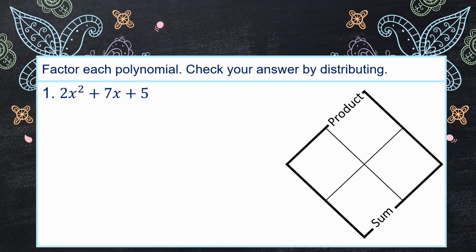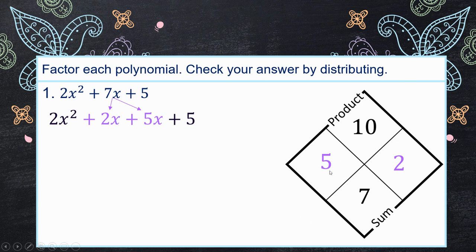All right, so to do that, to set up our diamond, we multiply 2 times 5, which gives us 10. That's what goes at the top. At the bottom, we put our x coefficient, which is 7. Now we ask ourselves what two numbers multiply to 10 and add to 7. So start thinking about what multiplies to 10. The options are 1 and 10 or 2 and 5. And if you're thinking 2 and 5 add to 7, you're right. So this answer is how we will split up the x term.